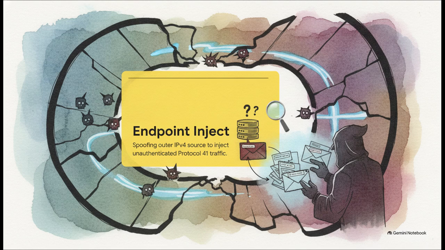Your firewall sees the trusted IP, sees Protocol 41, and just waves it through. The receiving endpoint unpacks it, and because it has no way to cryptographically verify the sender, it processes that weaponized packet as totally legitimate internal traffic.